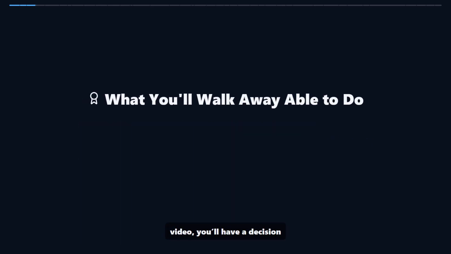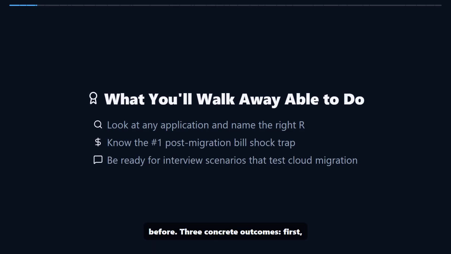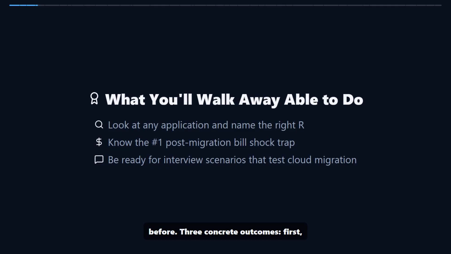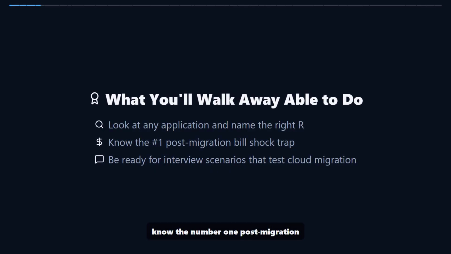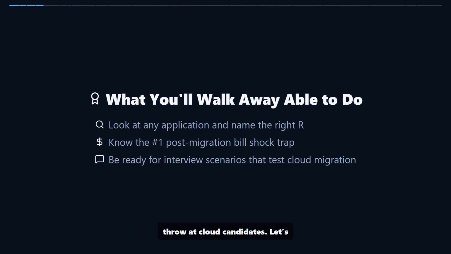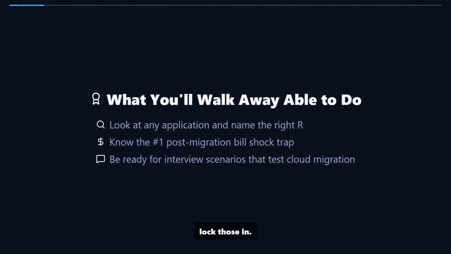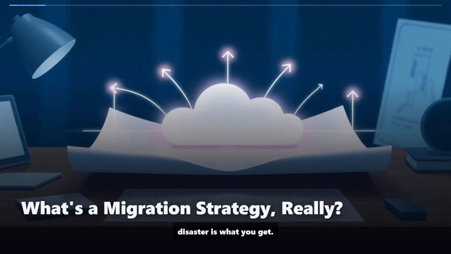By the end of this video, you'll have a decision framework that instantly makes you sound like you've done this before. 3 concrete outcomes. First, you'll be able to look at any application and name the right migration strategy from the 6 R's. Second, you'll know the #1 post-migration bill shock trap and exactly how to avoid it. And third, you'll be ready for those interview scenarios hiring managers throw at cloud candidates. Let's lock those in.